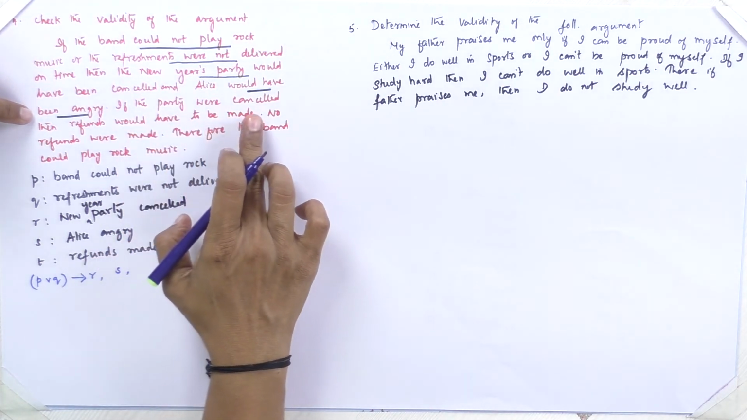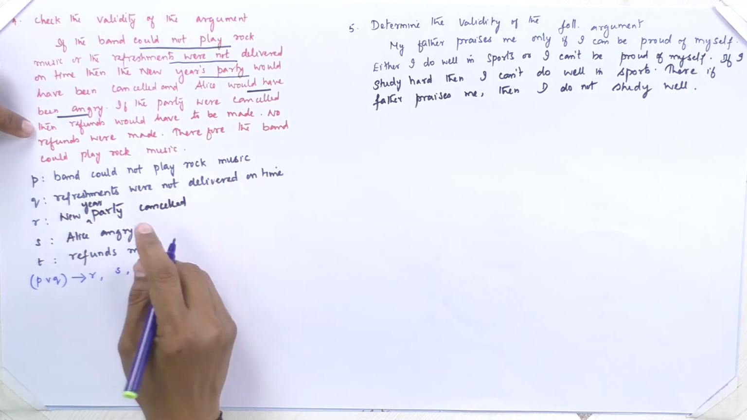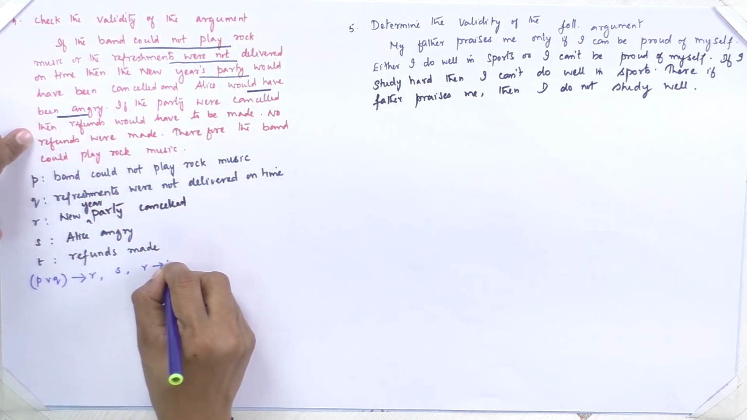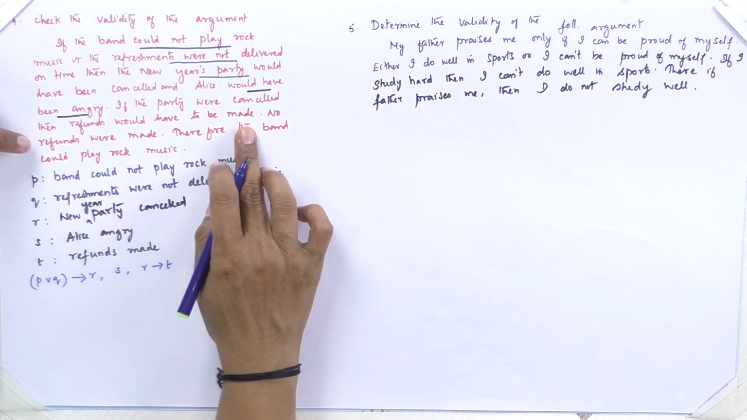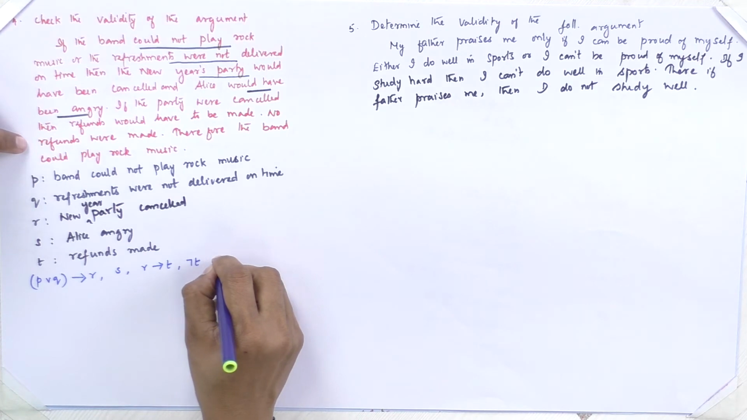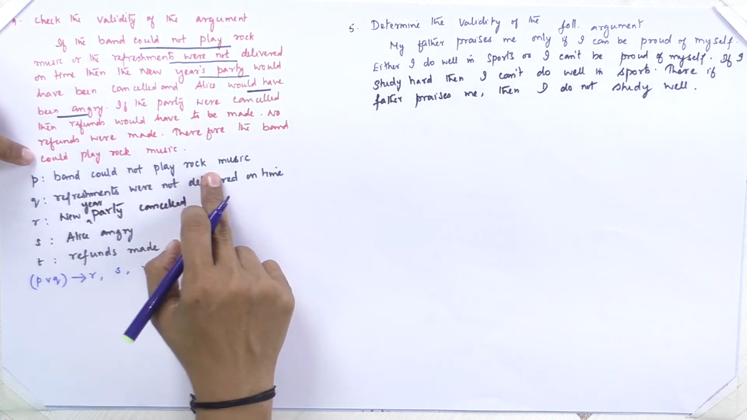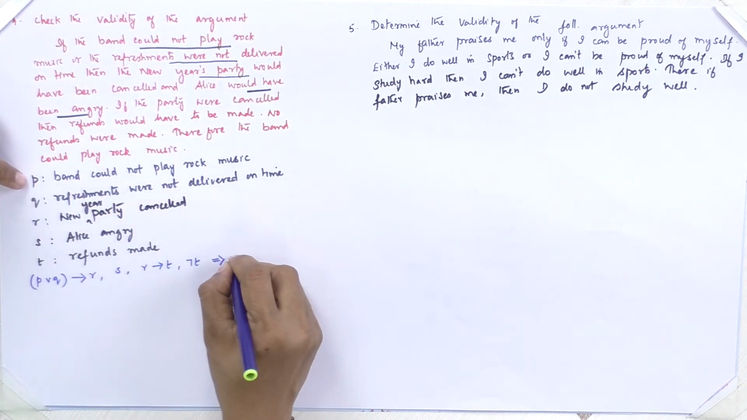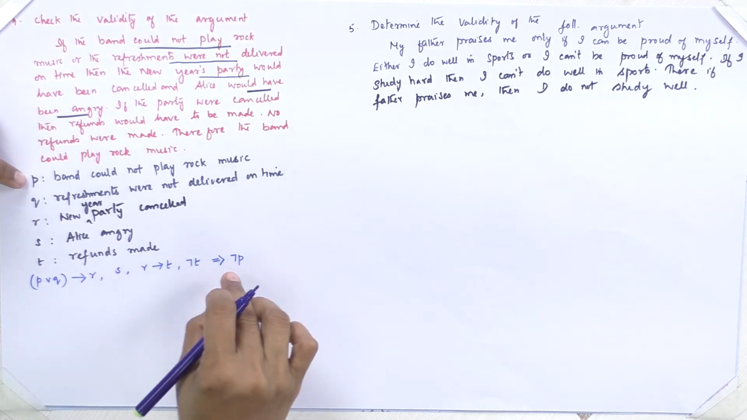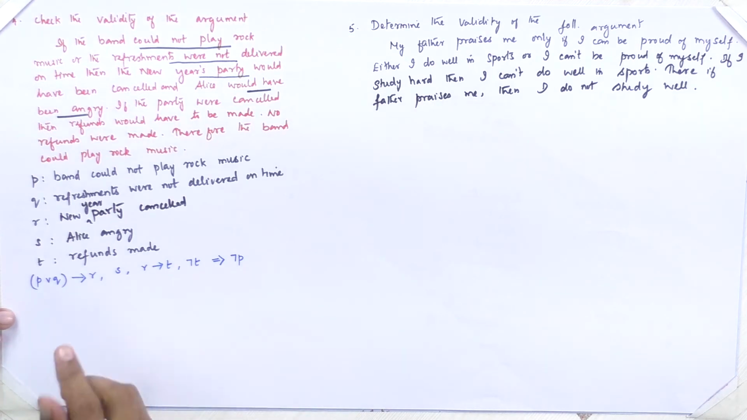Right? If the party were cancelled is R, then reference would have been made. Reference would have been made is conditional T, right? No reference were made, negate T, therefore implies band could play rock music. Band could not play rock music is P, could play will be negate P, right? So these are the premises. With this we are supposed to prove that the conclusion implies negate P.